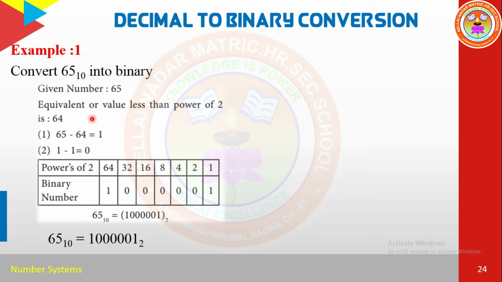The next step is balance 1. 1 minus 1 is 0. That value should be allotted for the first position. So 2 power 0 is nothing but 1. So 1 minus 1, now it's 0. So what is the answer? You see that the first value 64 has 1, so you put 1 here. And in the last position, you put 1 also. So now 1000001. That is the answer for this conversion of decimal to binary.